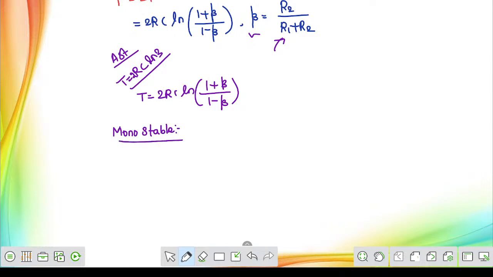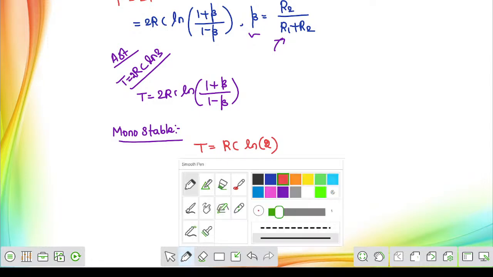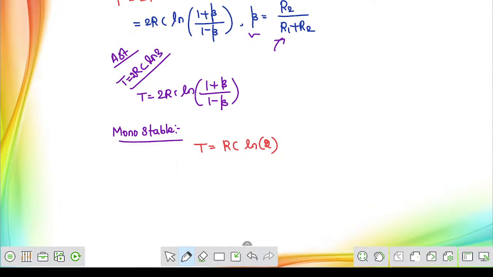If you are observing a monostable multivibrator, the formula is going to be the total time period taken by the output waveform. That is going to be RC into the same formula, ln 2. Here, we will not be using ln 3, this will be ln 2. Just see the difference: in an astable multivibrator it is 3, but in a monostable multivibrator it is 2. Okay? Hope you will not forget.